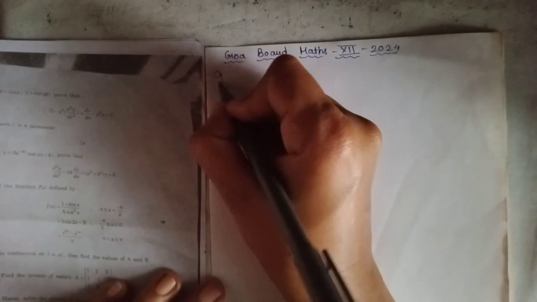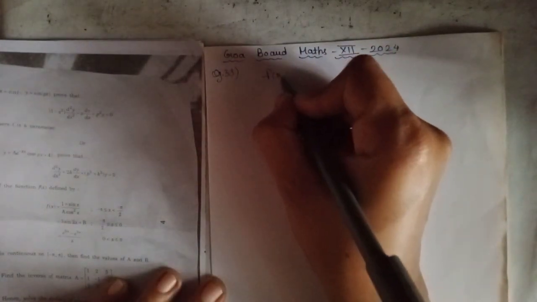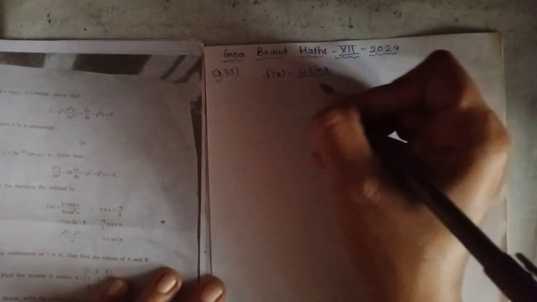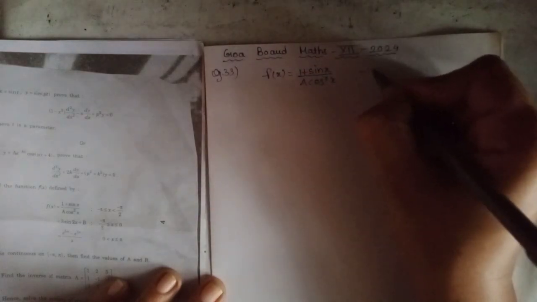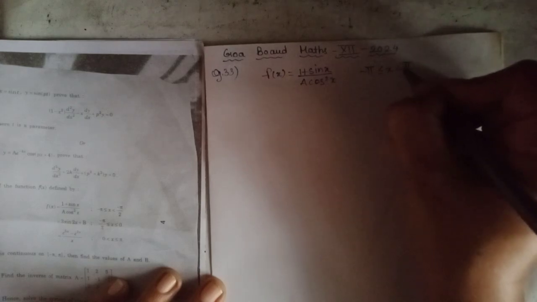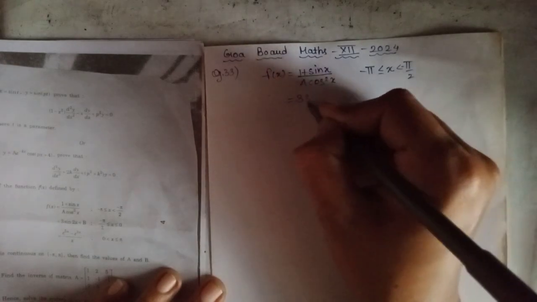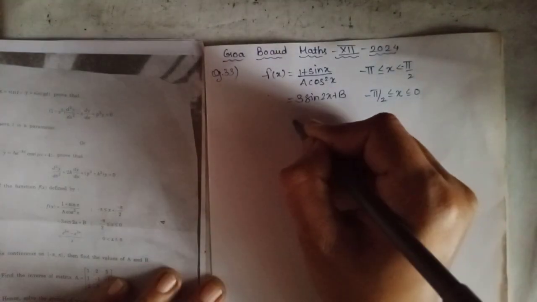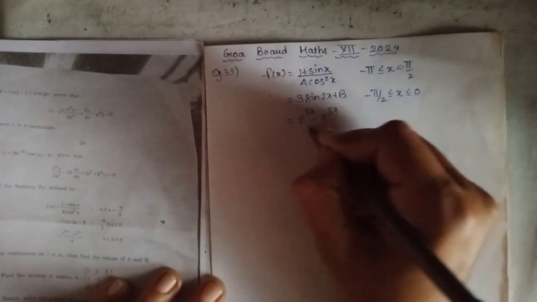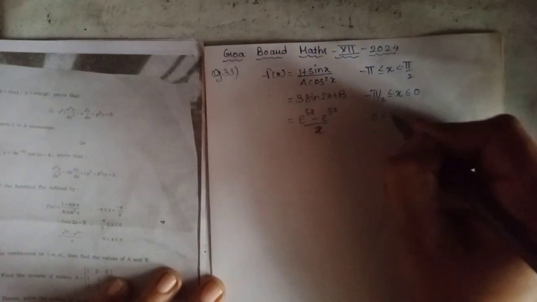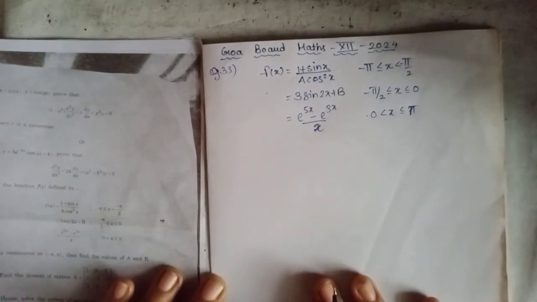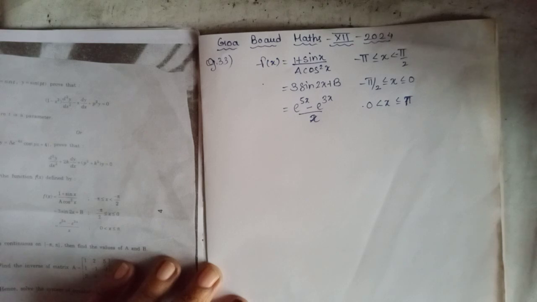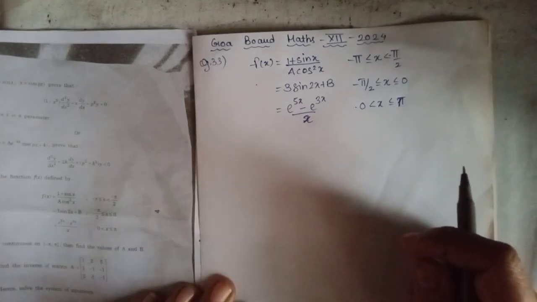Next question, question 33. Okay, if the function is given, I'll write the function. f of x equals (1 plus sin x) upon a cos square x for minus pi by 2 less than x less than 0, then 3 sin 2x plus b at x equals pi by 2 to 0, and (e raised to 5x minus e raised to 3x) upon 2x for 0 less than x less than or equal to pi, and the function is continuous on the closed interval minus pi to pi. Then you have to find the values of a and b.